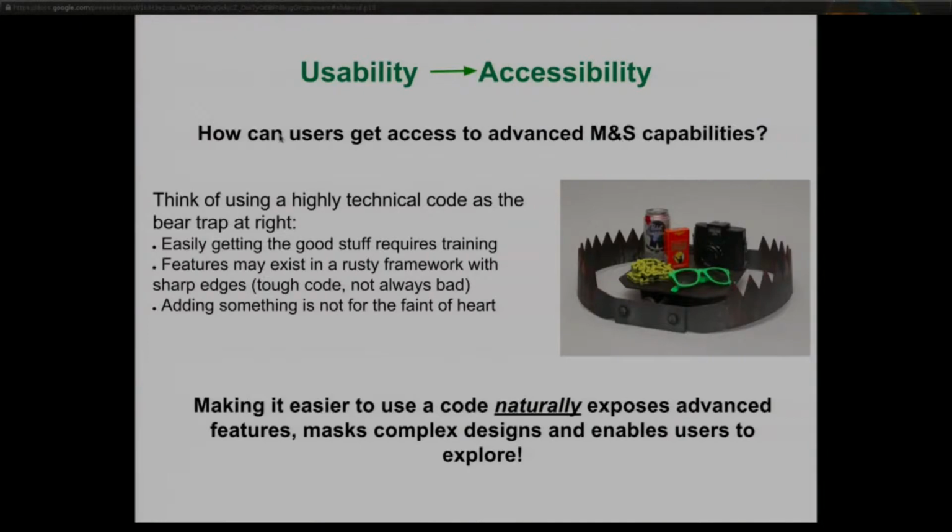So I would argue that making it easier to use a code naturally exposes all the capabilities that we have. It masks the complex design, and that complex design is necessary. But it masks it, and it enables users to explore, to go out and to do things that maybe we never intended and maybe they only dreamed of.